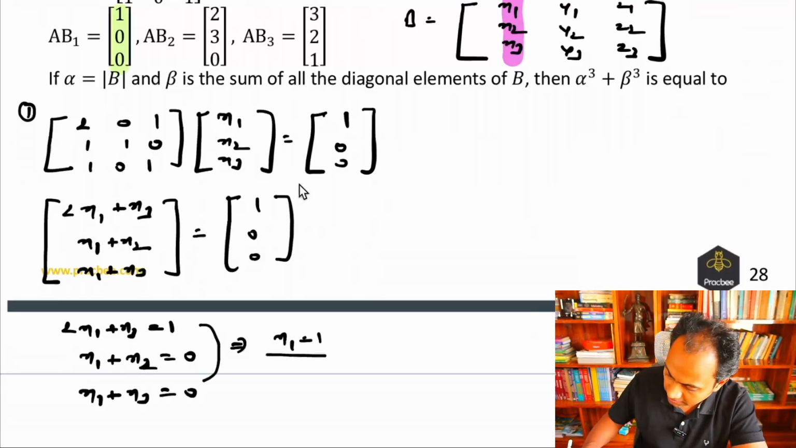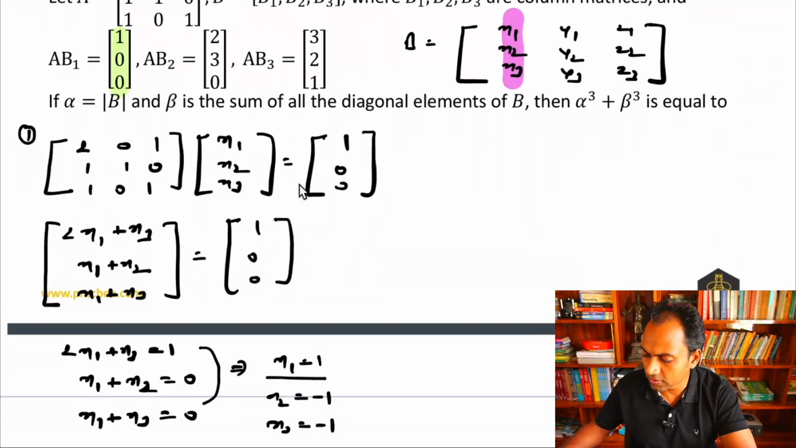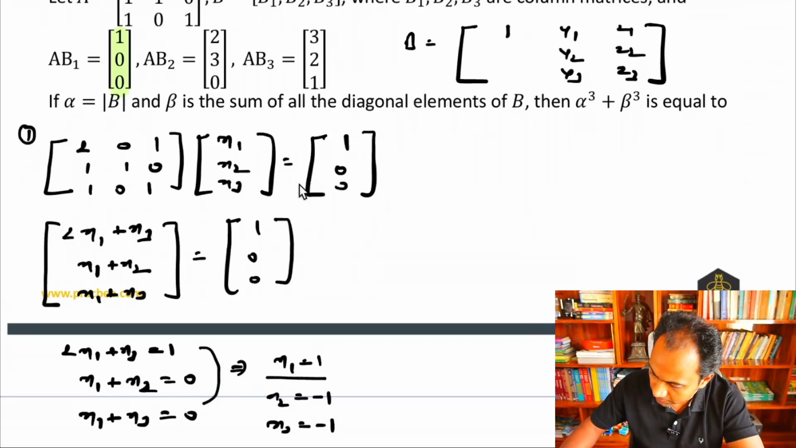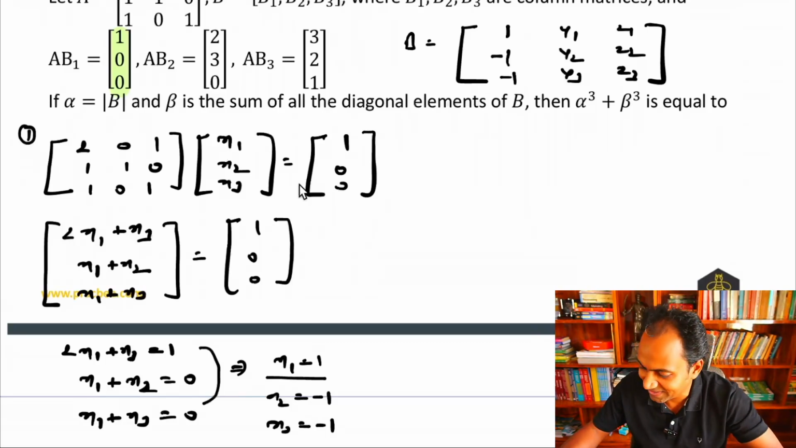If I put in the second one, the x2 will become minus 1, and from the third x3 will also become minus 1. So just by doing this operation, what they have told us, we have figured out the value of x1, x2, x3. Let us substitute. So my B now looks as nothing but minus 1, minus 1, minus 1. Now we'll have to repeat these steps 3 times to get our answer.